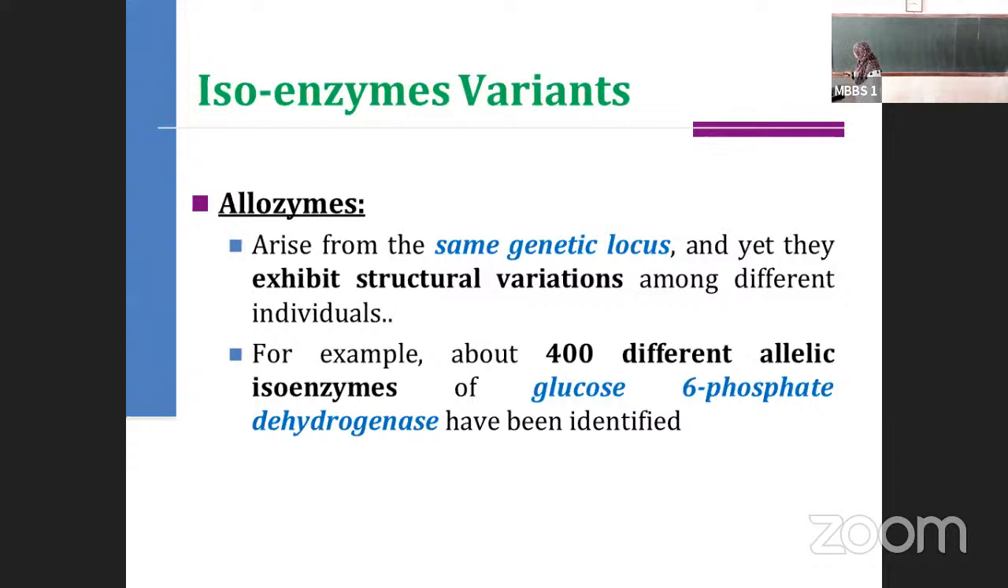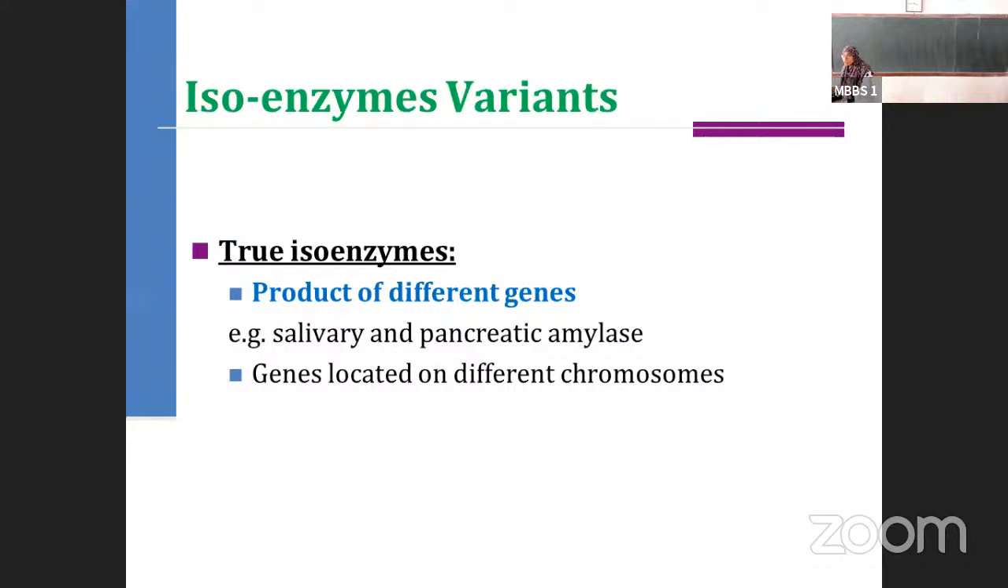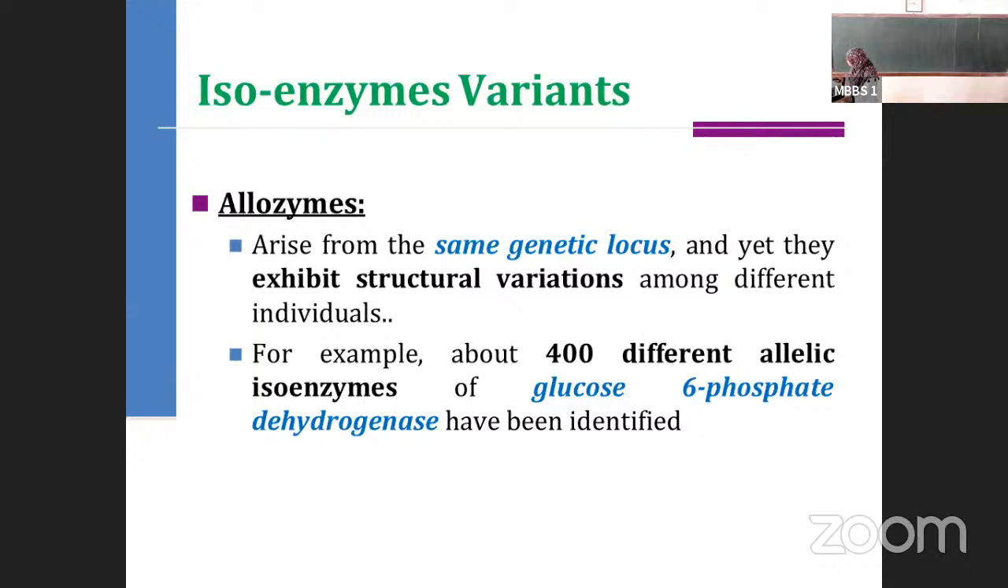For example, here you see glucose 6-phosphate dehydrogenase. It is synthesized from the same genetic loci, but there are 400 different isoenzymes of glucose 6-phosphate dehydrogenase identified. So isoenzymes are derived from different genetic loci, whereas alloenzymes arise from the same genetic locus. The example given here is glucose 6-phosphate dehydrogenase.